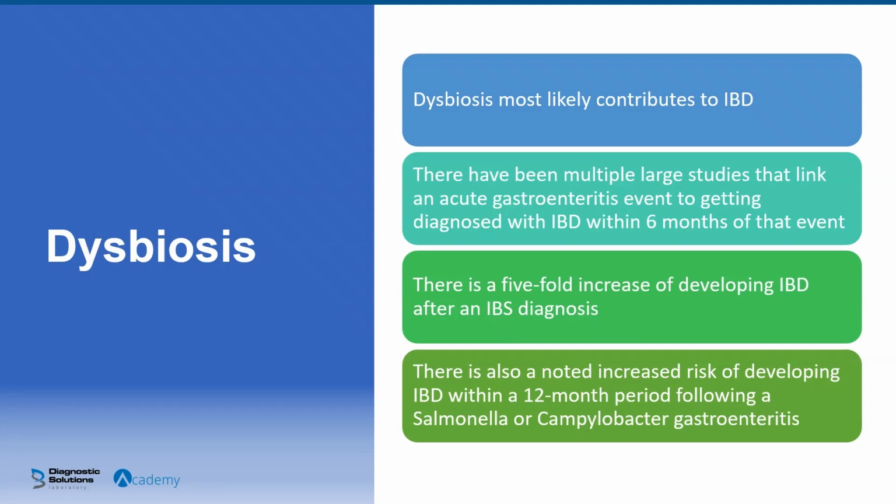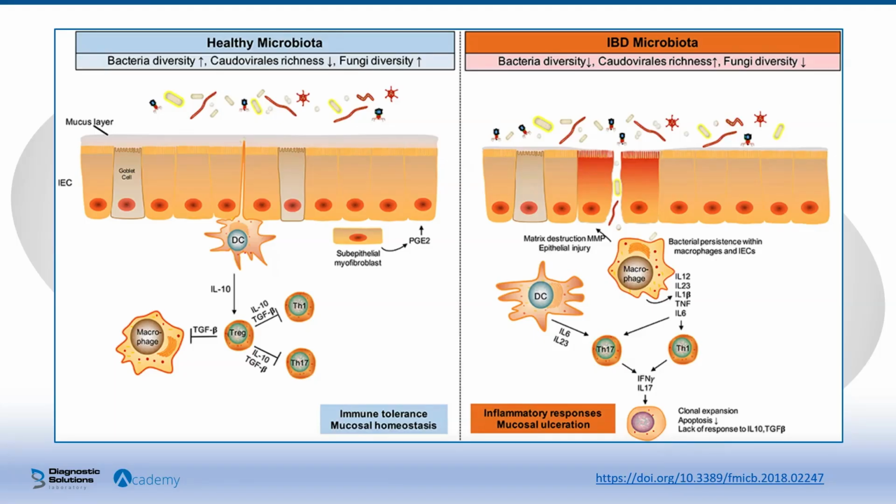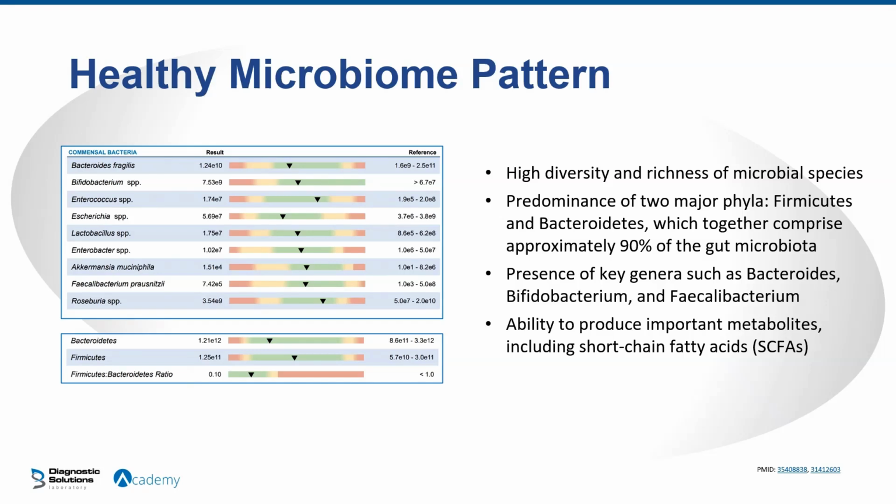There's a 5-fold increase in developing IBD if you have an IBS diagnosis. And also there's a risk of developing inflammatory bowel disease within a 12-month period after suffering from either a Salmonella or a Campylobacter gastroenteritis. Let's take a quick look at the healthy microbiota versus an inflammatory bowel disease microbiota. A healthy GI tract has a lot of diversity, a richness in different microbial species.